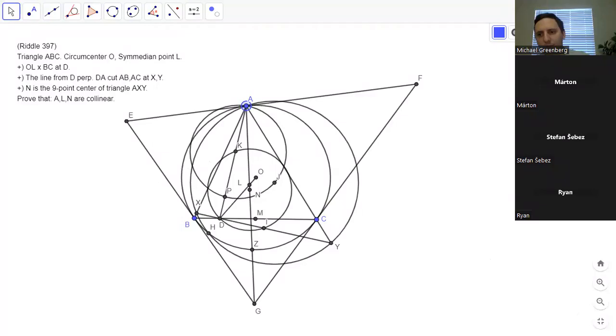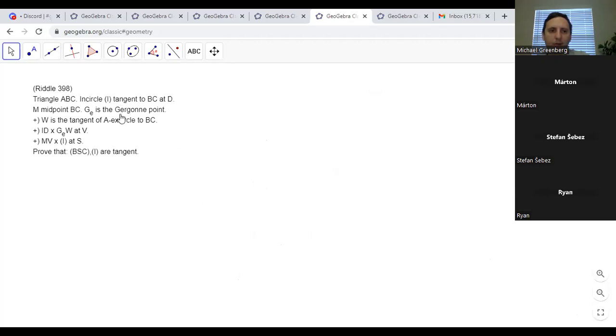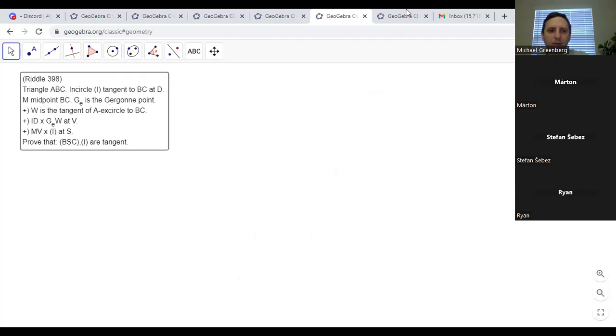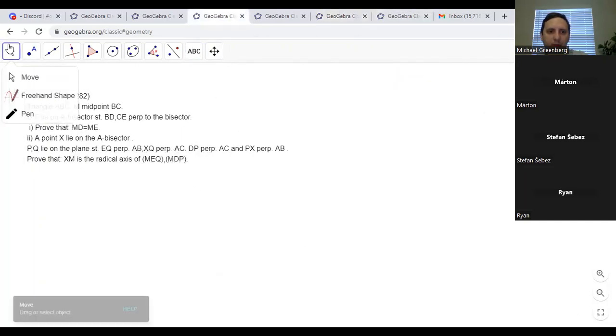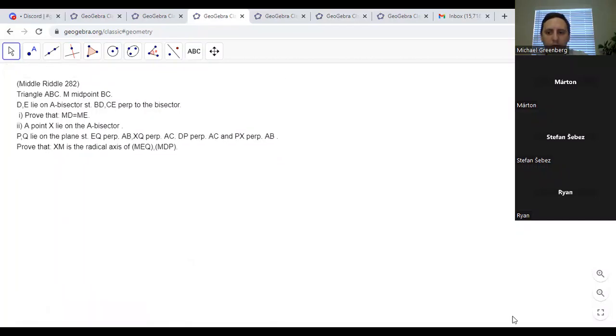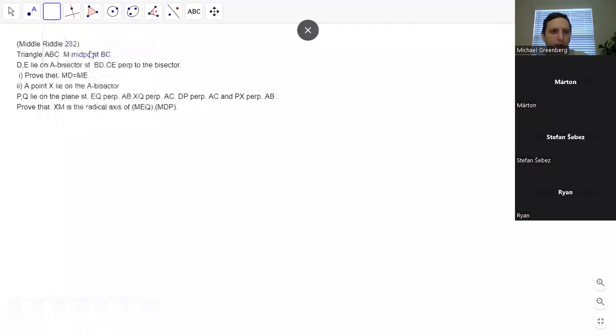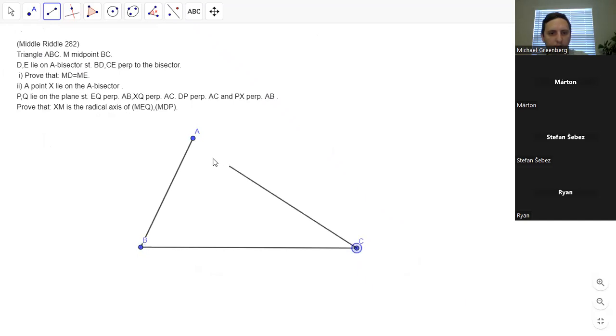All right, let's move on to the next problem. I feel like we've spent a while on this one. So this one uses a similar idea. Let's try this one. So we have a triangle ABC and M is the midpoint of BC.